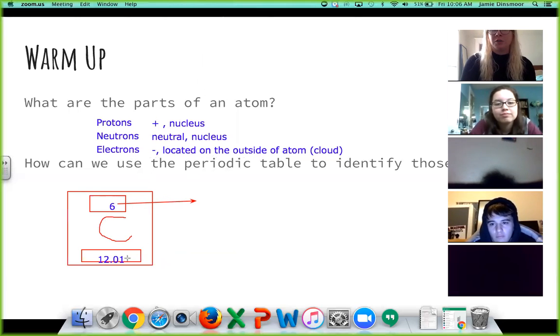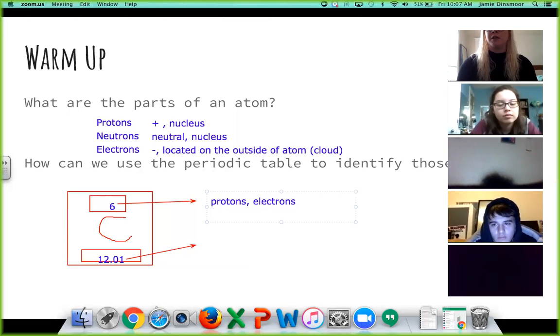Thank you, Abby. It tells us the proton number, right? It also tells us the electron number in a neutral atom. We have a neutral atom, that means we need to have an equal number of positive and negative charges. So unless it tells you that the atom is charged, we know that this will equal the protons and the electrons number. So that means that carbon has 6 protons and 6 electrons, right?